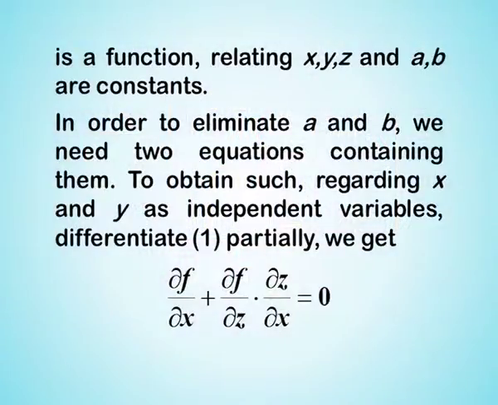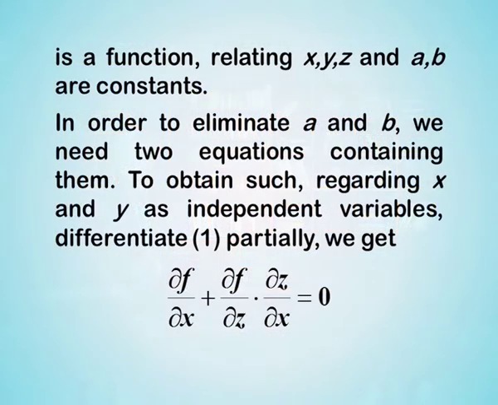In order to eliminate, because we are doing elimination of the arbitrary constants, they are not fixed constants. We need two equations. Naturally, a and b have to be eliminated, something like simultaneous equations x and y, where we want to find the value of x and y in earlier classes. Similarly, we will be eliminating a and b, and we should have two equations. To obtain these two relations, we regard x and y as independent variables and differentiate partially. We get this. All the other functions are taken constant.